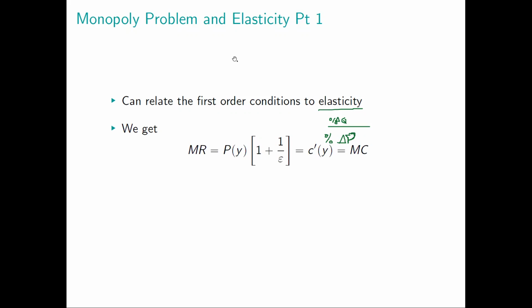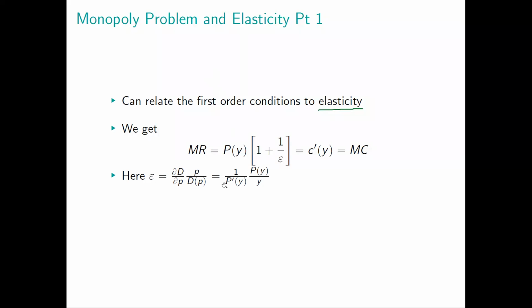So how do these relate to elasticity? Well, if we look at the marginal revenue condition, we can pull out this price of y. And if we do so, we'll get that marginal revenue is equal to the price, so the inverse demand function, times 1 plus 1 over the elasticity epsilon. And just as a reminder, here epsilon is the elasticity, so it's the change in quantity over change in price, times price over quantity.